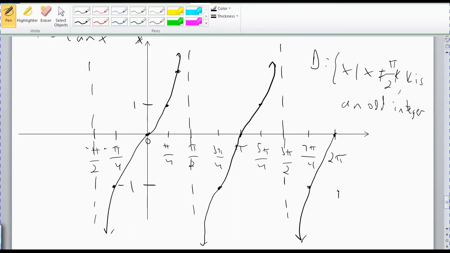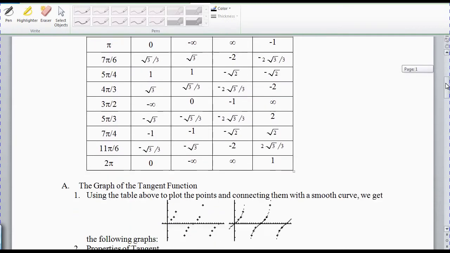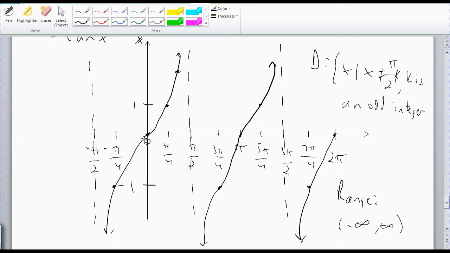And then the range, just take any one of these curves. How far down does it go? Negative infinity. How far up? Positive infinity. And so that's what a lot of this information is going to say down here. And you can read that for yourself. And you might want to notice the x-intercept is at 0, 0. It's actually at every pi value, not just even, but every pi for any integer.